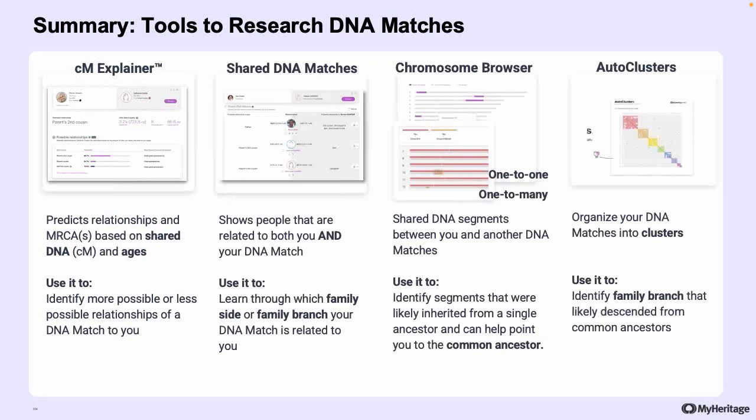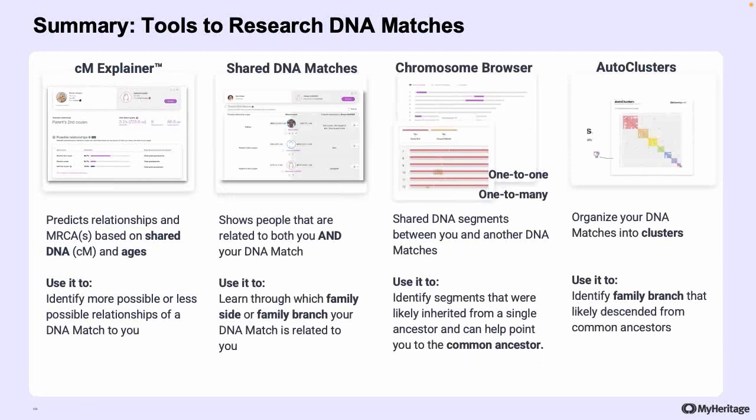Autoclusters, as I mentioned, looks at your DNA matches and their shared DNA matches, and organizes your DNA matches into clusters at the click of a button. These clusters will help you identify family branches that likely descended from a common ancestor, from an ancestral couple.